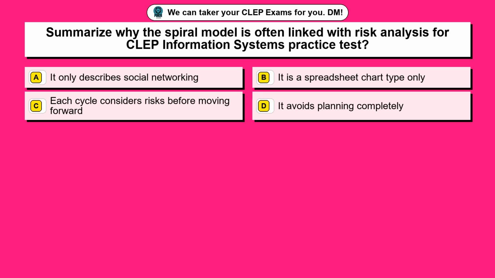Question 71. Summarize why the spiral model is often linked with risk analysis for CLEP Information Systems practice test. Option A, it only describes social networking. Option B, it is a spreadsheet chart type only. Option C, each cycle considers risks before moving forward. Option D, it avoids planning completely. The correct answer is option C, each cycle considers risks before moving forward.